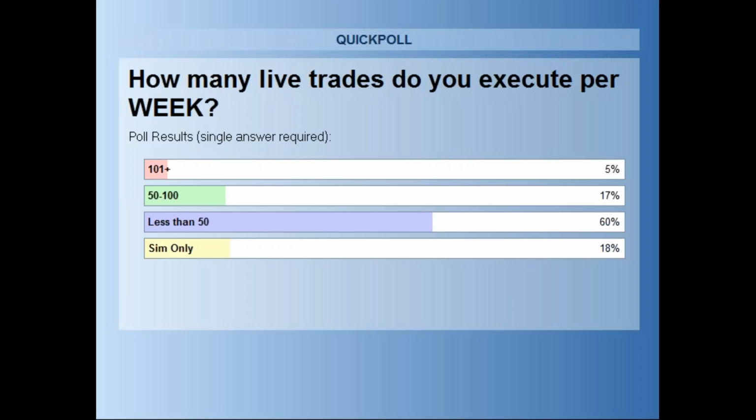Here's what was said. For the question, how many live trades do you execute per week? About 60% of you, less than 50. That's about 10 live trades per day. See, they're much more active members here. That's good. 50 is a decent number.